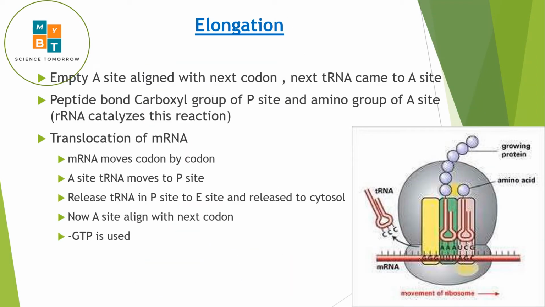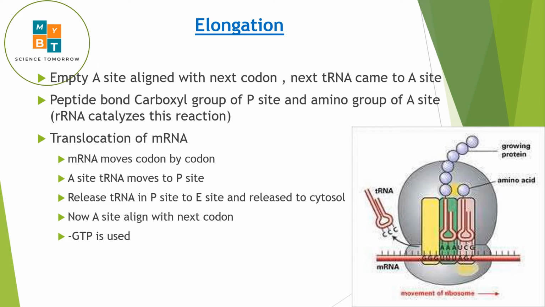The elongation process is also very important. Now the A site is empty. This empty A site is aligned with the next codon. We know that the AUG codon is aligned with the tRNA at the P site, and the A site is aligned with the next codon. So the next tRNA will come to that site, the A site. When the tRNA comes, we know that an amino acid comes with it. That is why it is called tRNA, transfer RNA: tRNA coming with an amino acid.